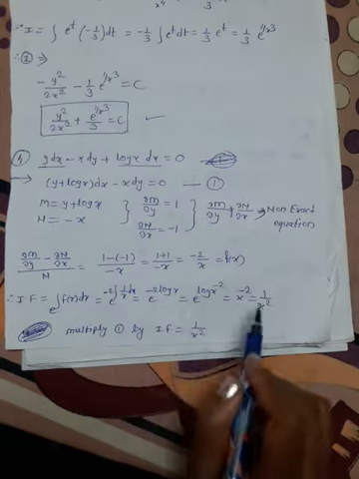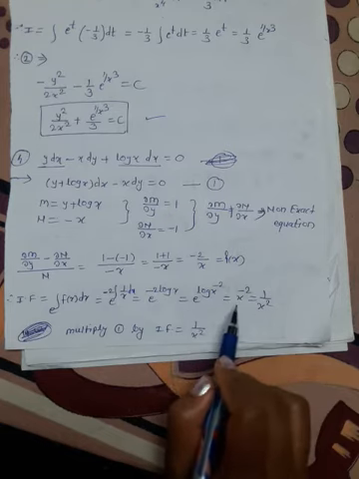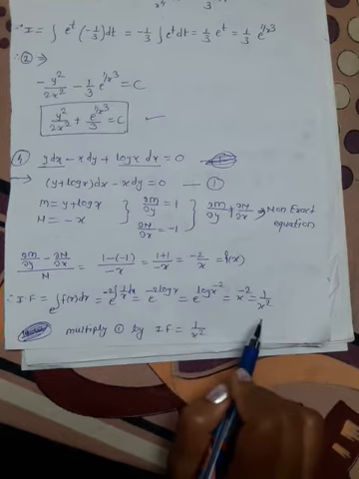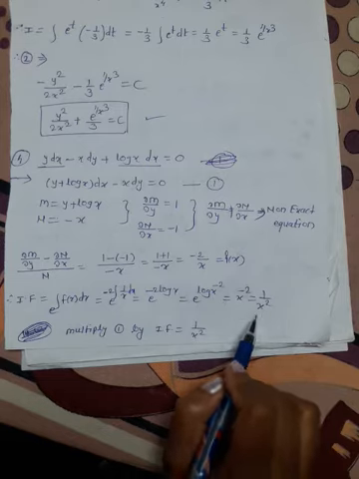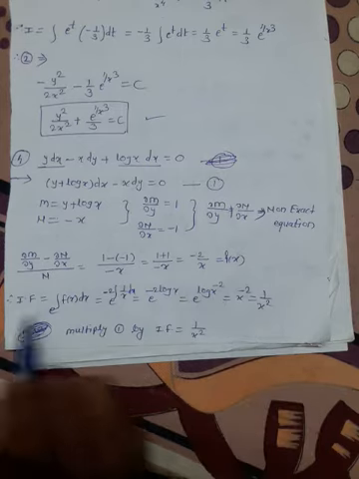Now e and log get cancelled. The answer is only x raised to minus 2. Put it in the denominator to make the indices positive. It becomes 1 upon x square. This is the integrating factor.